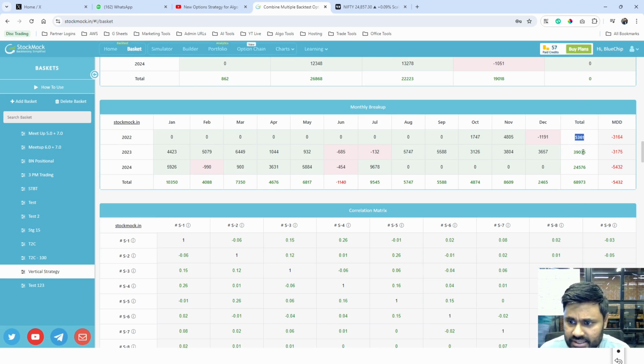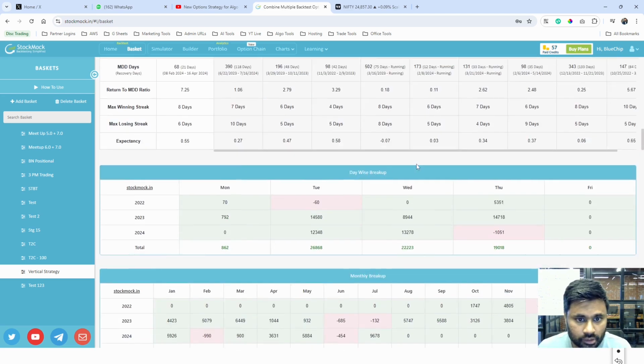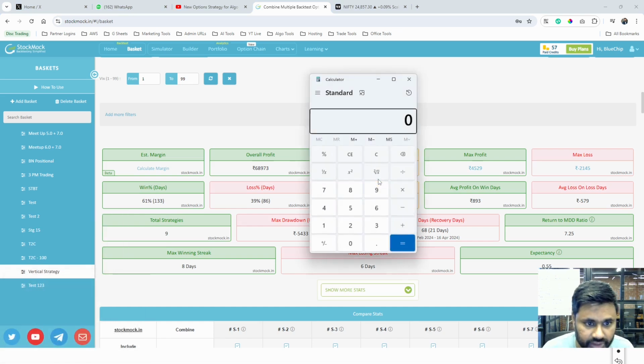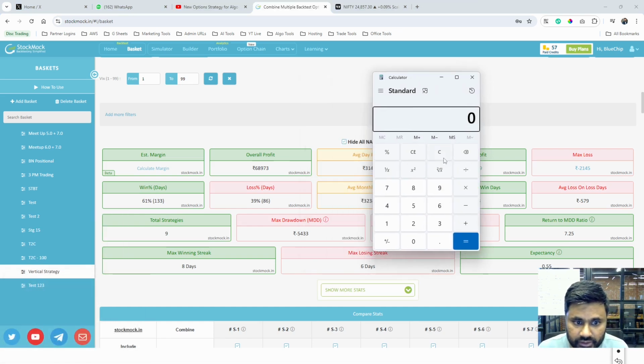You can see almost every year we got some profit. And again, don't forget, this is for 3 indexes. So if you extrapolate to all 5, it will be even more. All right. Now let's quickly take a calculator and calculate the return. It's 69,000 divided by 3. So each index is giving how much? 23,000. But we have 5 indexes, so it will be 1,15,000.